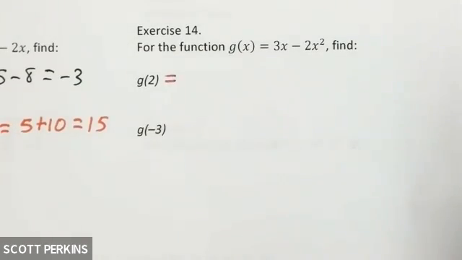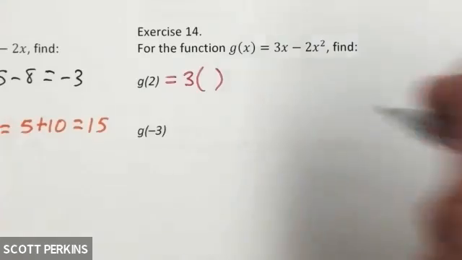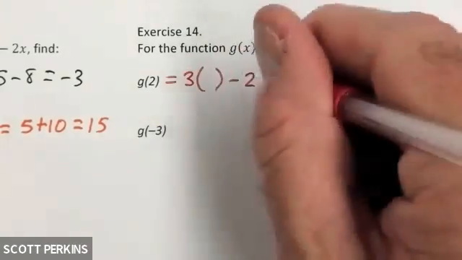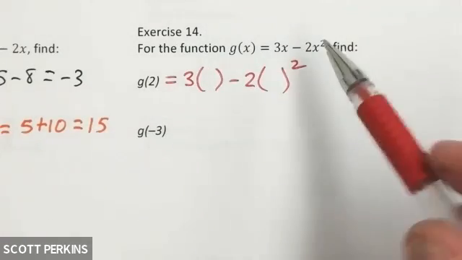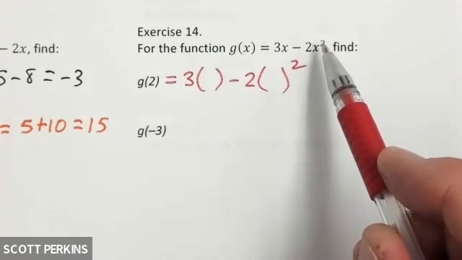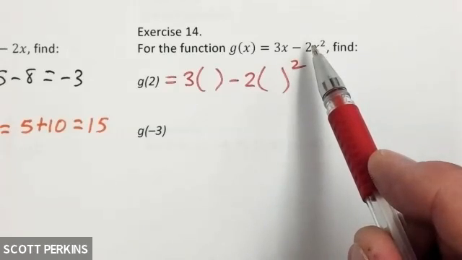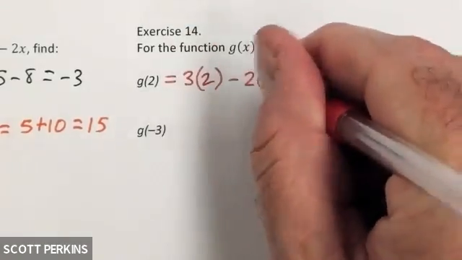Again, the first thing that I like to do is rewrite my function with gaps instead of the x's. So I have 3 times x, so 3 times my parentheses, minus 2 times x squared. So the parentheses are going to be squared. Remember, this square only applies to the x in this case because there's not parentheses. So you're not going to square the 2 that was already there. Okay, so now I'm going to put 2's in these parentheses.